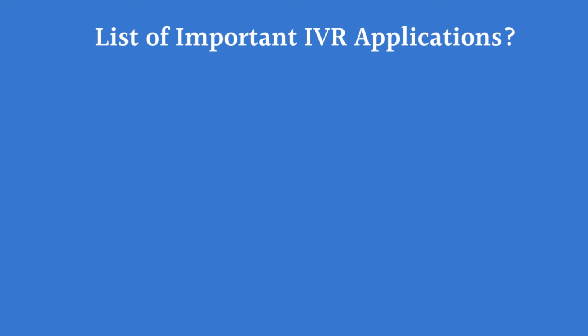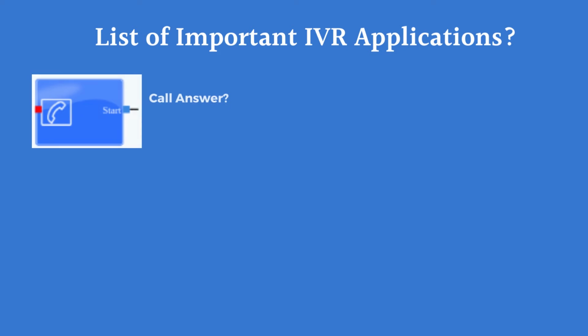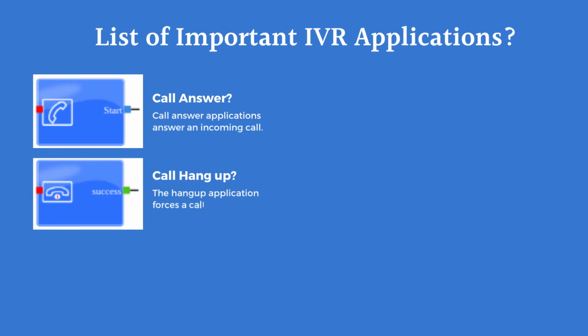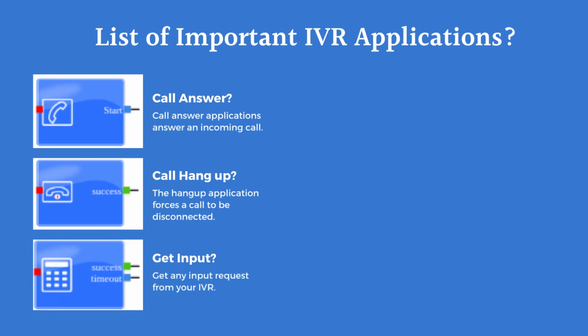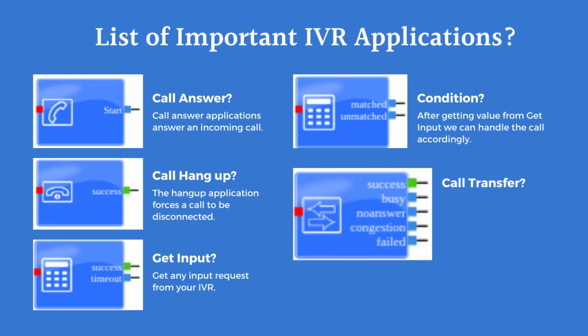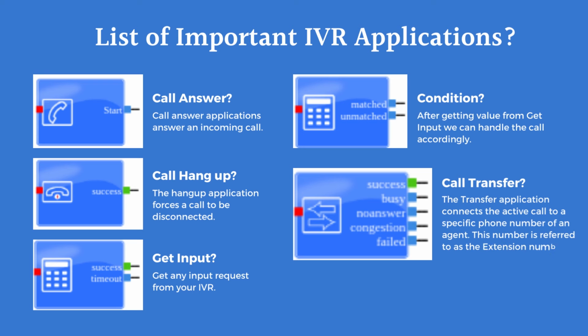List of important IVR applications. Call answer. Call answer applications to answer an incoming call. Call hang up. The hang up application forces a call to be disconnected. Get input. Get any input requests from your IVR. Condition. After getting value from getting input, we can handle the call accordingly. Call transfer. The transfer application connects the active call to a specific phone number of an agent. This number is referred to as the extension number in ICTBroadcast.